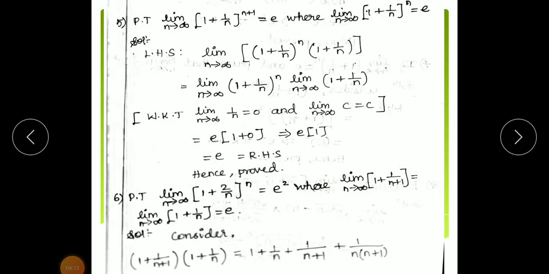Next question: limit n tends to infinity of (1 plus 1 by n) whole power n plus 1 equals e, where limit n tends to infinity of (1 plus 1 by n) whole power n equals e.